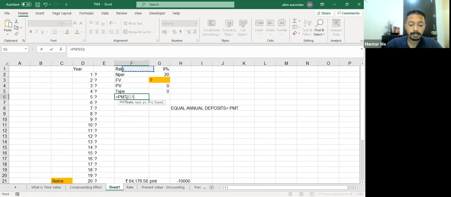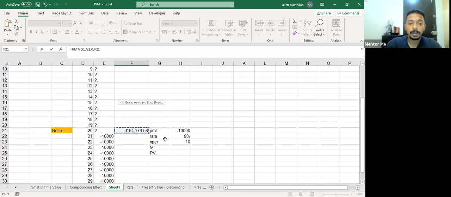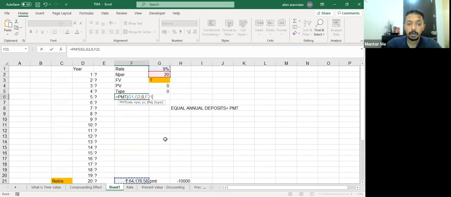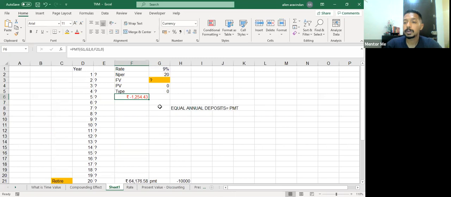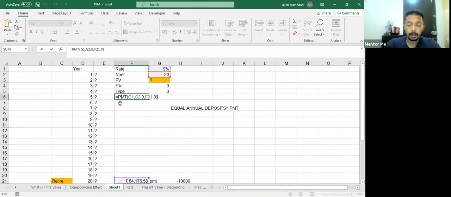So rate is 9%, N per is 20, right? Present value, is there a present value? Nothing, we don't know. Future value, now we know: the future value is 64,176.758, and type is 0. There you go. That means $1,254 annually, so that he first reaches 64,176 and then he's able to draw it at the rate of 10,000.